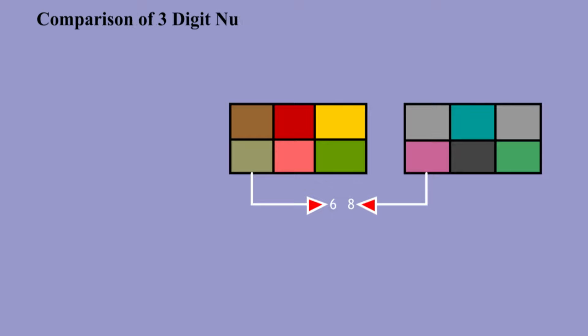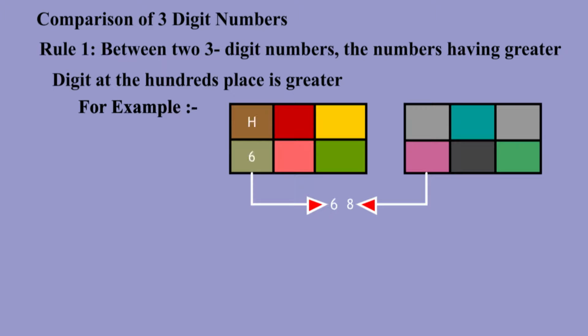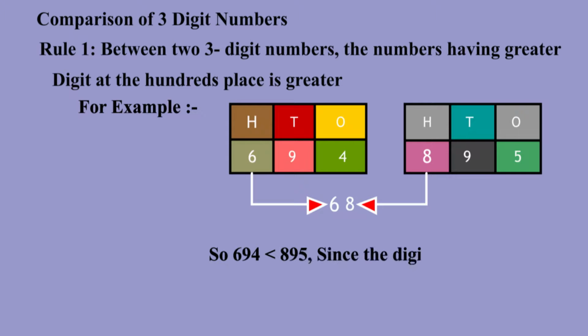Comparison of 3-digit numbers. Rule 1. Between two 3-digit numbers, the number having greater digit at the hundreds place is greater. For example, 895 and 694. 694 is in the 600s, 895 is in the 800s. 6 is less than 8. So, 694 is less than 895 since the digit at hundreds place is lesser.